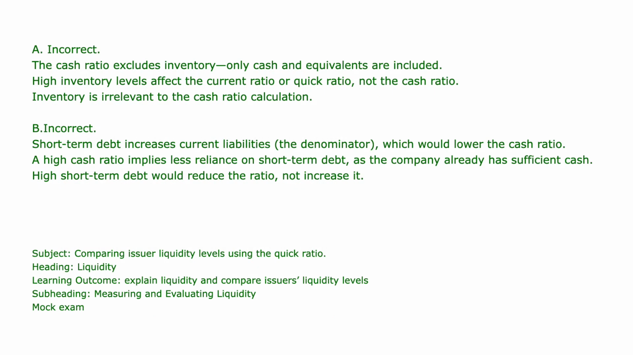Inventory is mathematically excluded from the numerator of the cash ratio, making its level irrelevant to this specific calculation. Since short-term debt is a current liability, the denominator, higher debt levels would actually decrease the ratio. Thus, a high ratio suggests the firm is less reliant on short-term debt relative to its liquid assets.